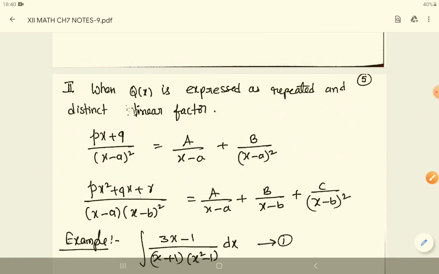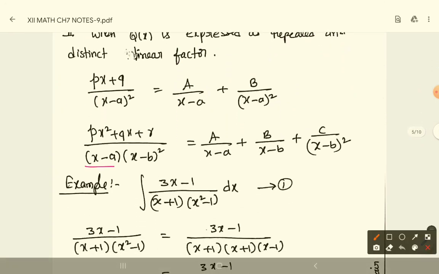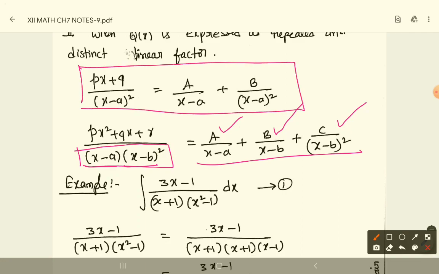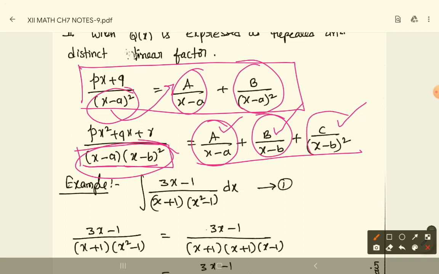Similarly, one more case: (x − a)(x − b)². That time you should write A/(x − a) + B/(x − b) + C/(x − b)². So now there are three factors: two equal factors and one different factor. Once you take the partial fractions decomposition like this, the denominator will be sent to the right side and multiplied to each and every fraction. Here also the same situation will happen. Multiply the denominator to each and every fraction, then you get an expression.